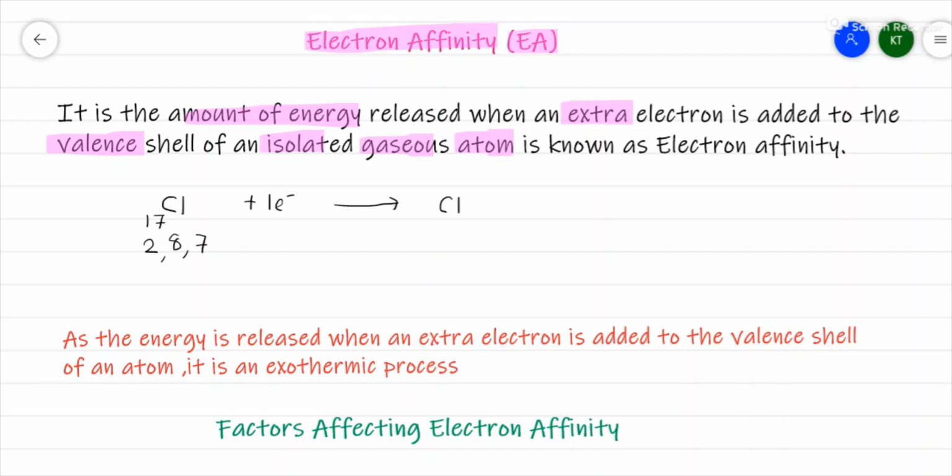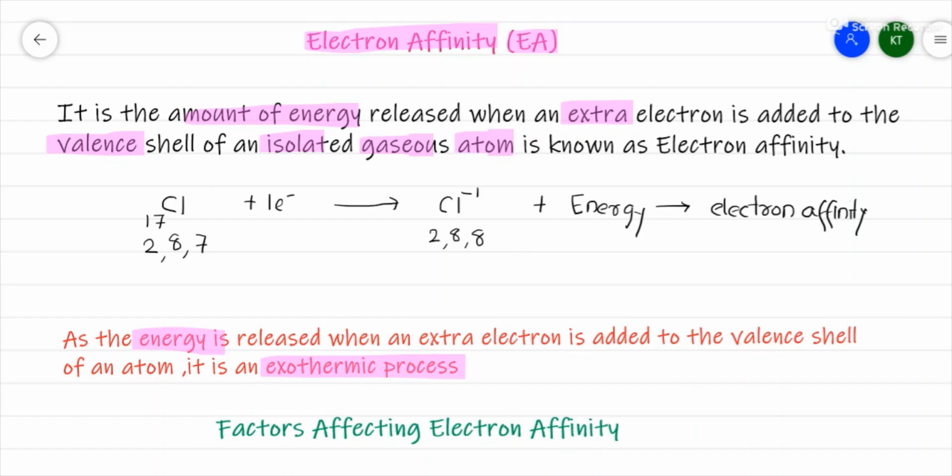But in doing so, it gets converted into a negatively charged ion because the number of electrons is more than the number of protons. Along with that, a certain amount of energy is released, and this energy which is released is referred to as electron affinity. As energy is released during this process, it is considered an exothermic reaction.